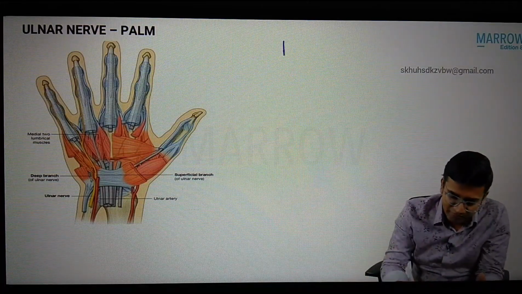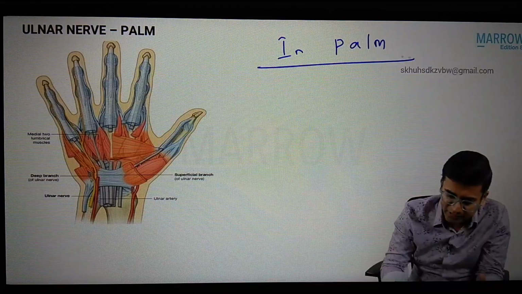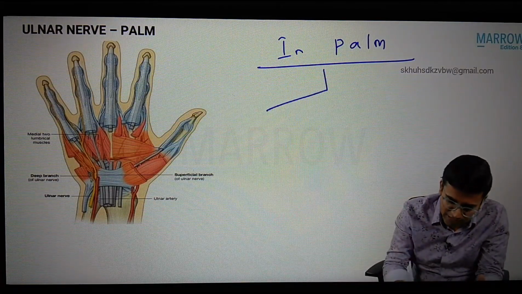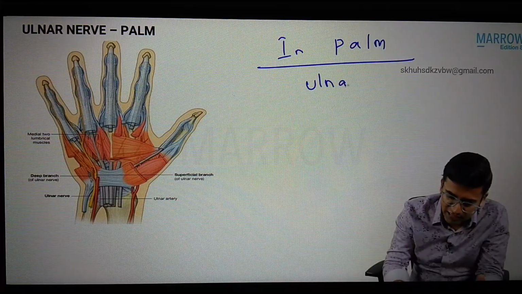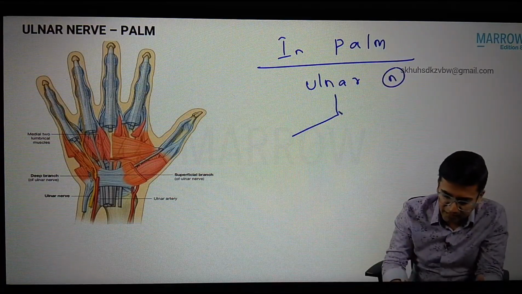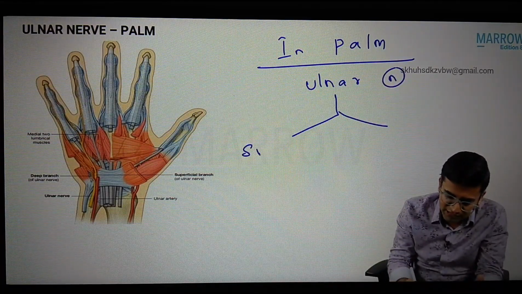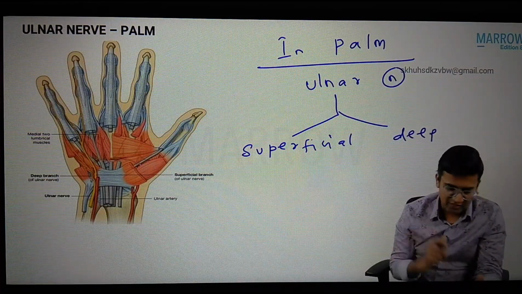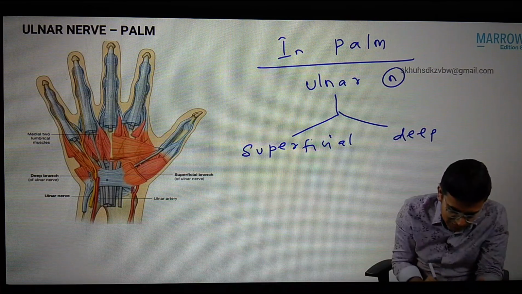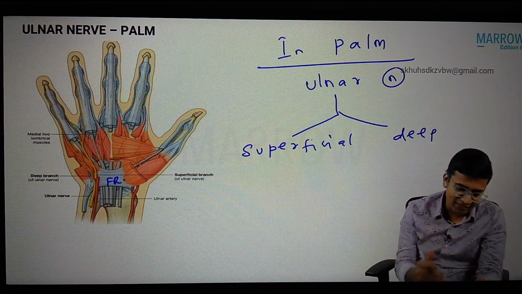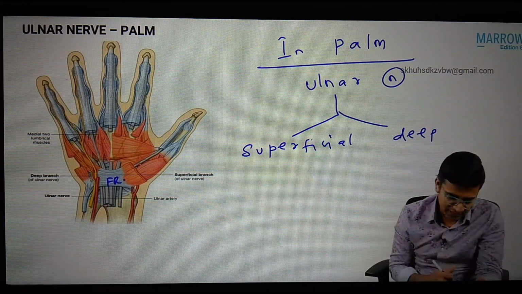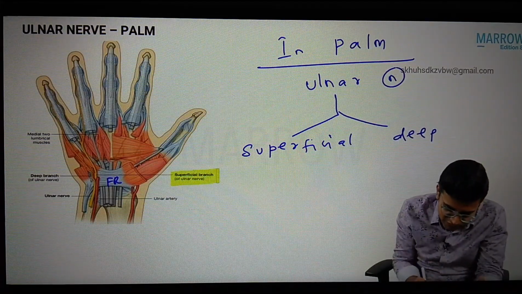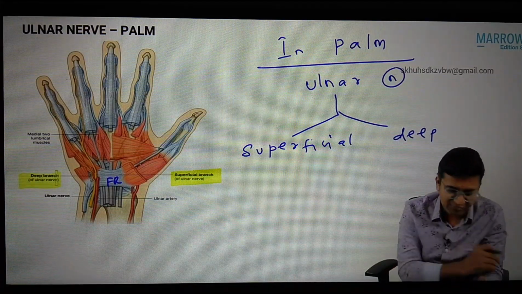Now after entering the palm, the ulnar nerve divides into two terminal branches. One is the superficial branch and another one is the deep branch. Right. See the diagram? This is our flexor retinaculum. So ulnar nerve and ulnar artery pass above the retinaculum. After reaching the palm, they divide into two terminal branches. This is the superficial branch and this is the deep branch.